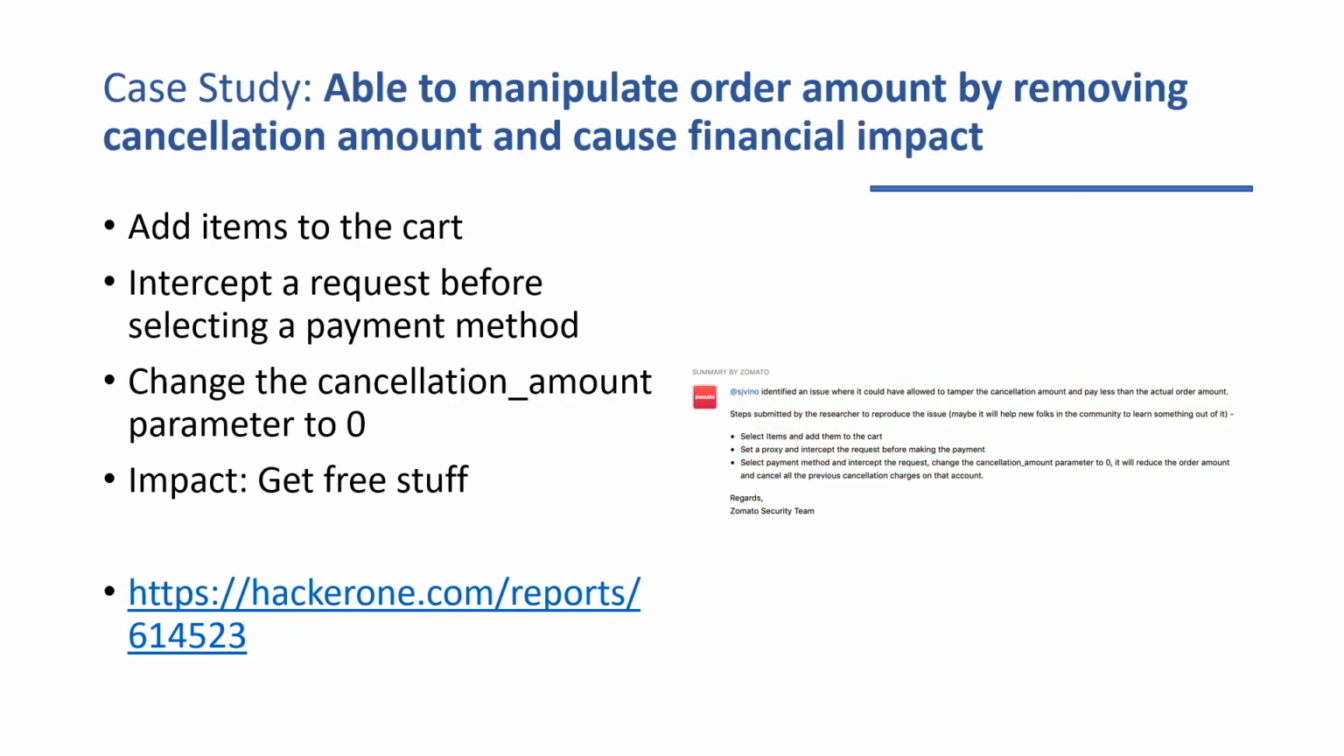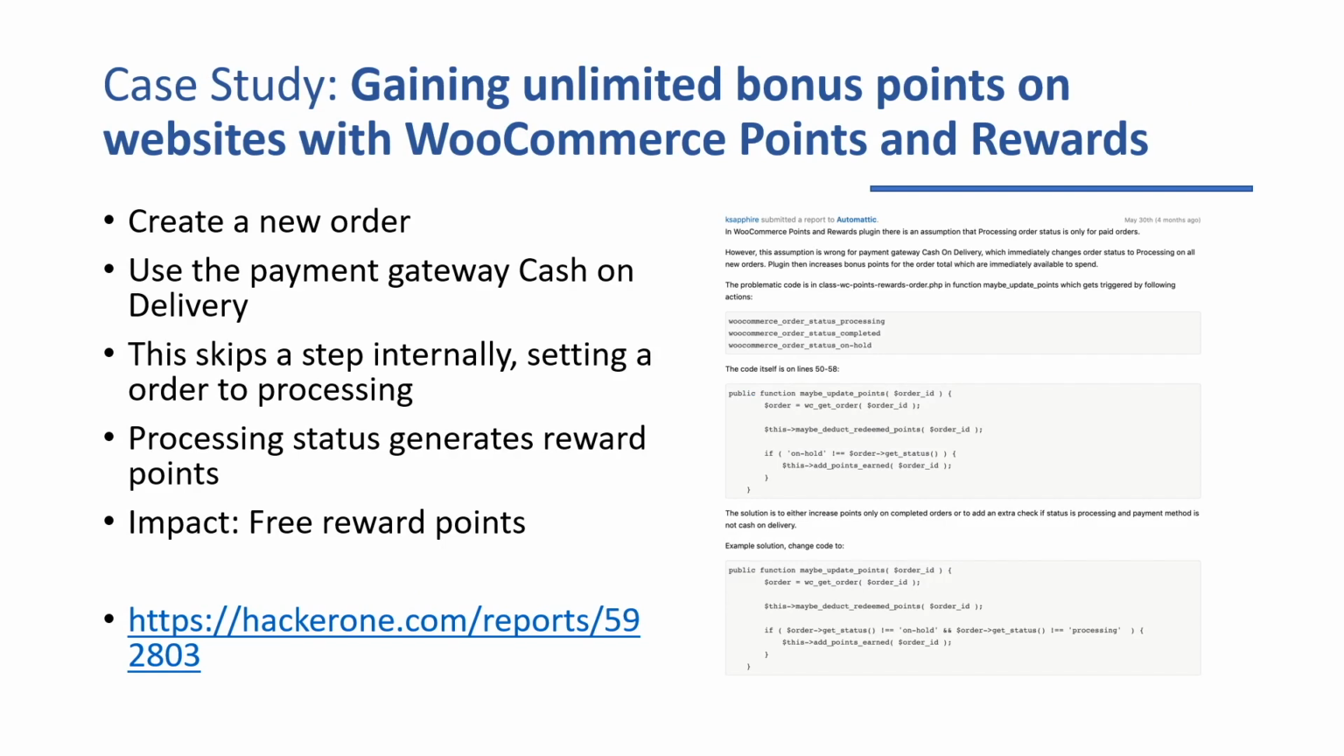Here we've got able to manipulate order amount by removing cancellation amount and cause financial impact. This researcher had done something very similar, but instead of looking at quantities, there was a cancellation amount that they were charging in a parameter, and all they did was change it to 0, and then they got 3 things. So super easy to kind of manipulate when you add items to the cart. If you're looking at what they are sending, if you send -1, if you can change amounts to 0, it's always good.